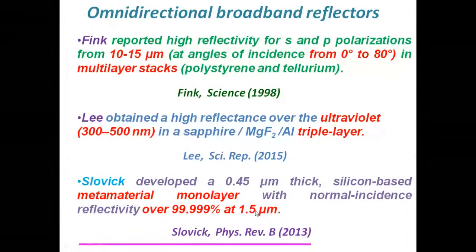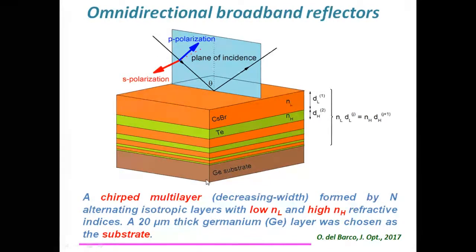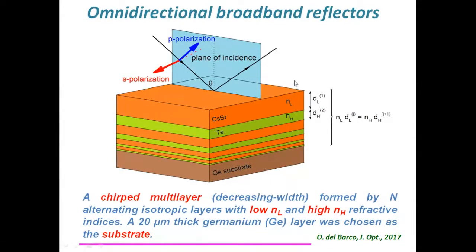Here we also have a type of so-called unidirectional broadband reflectors. Here we have a multilayer, but now look, there is a decreasing width of cesium bromide and tellurium, so the width is not increasing. This is a germanium substrate. And here is the plane of incidence, S polarization, P polarization. We want to obtain the reflectance of this particular type of multilayer.